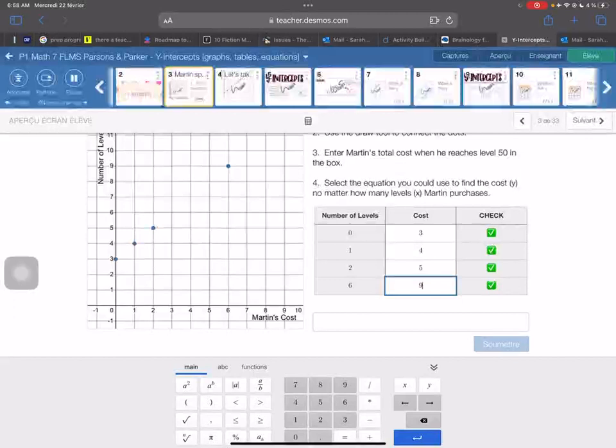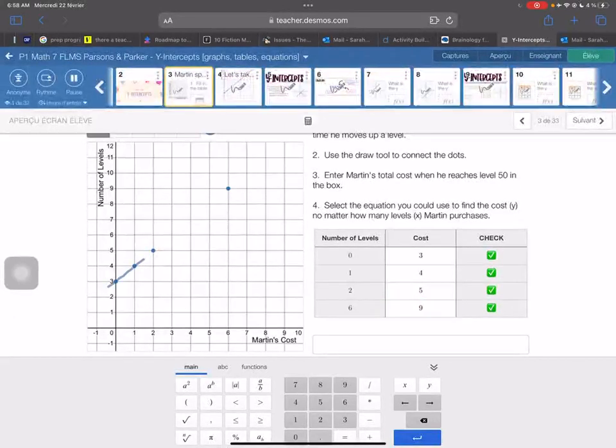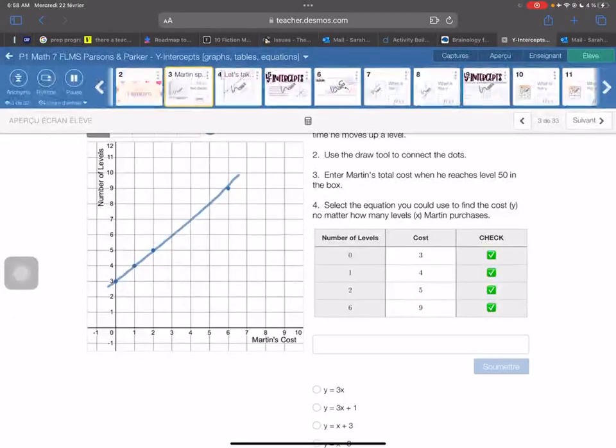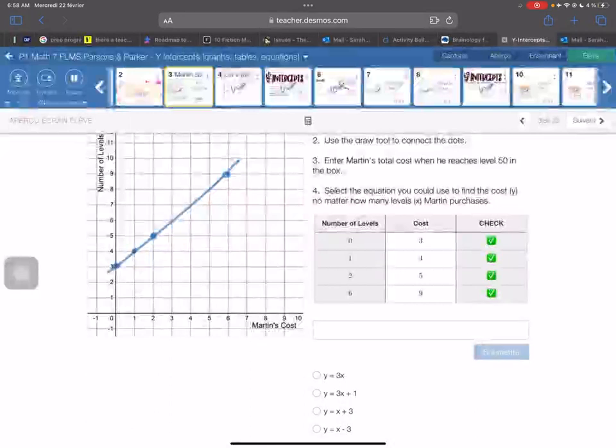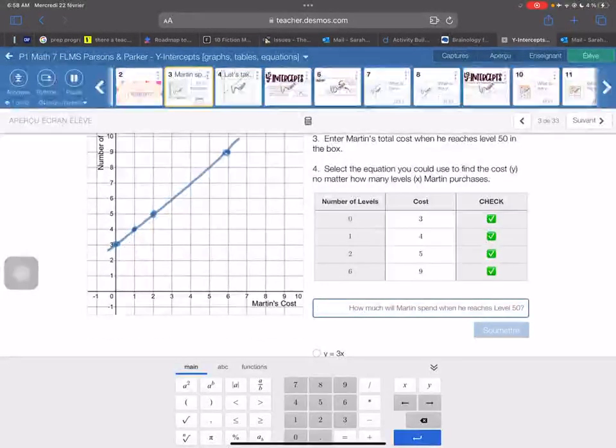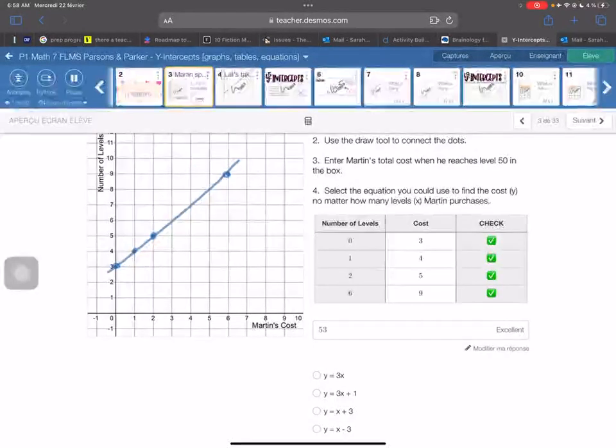So on the left-hand side, we can see the graph of his costs. So these are all the dots that we just made as we were going through those points. And we are going to write down what his total cost is when he reaches level 50. So level 50 should be $3, that's my initial cost, plus 50, so $53.